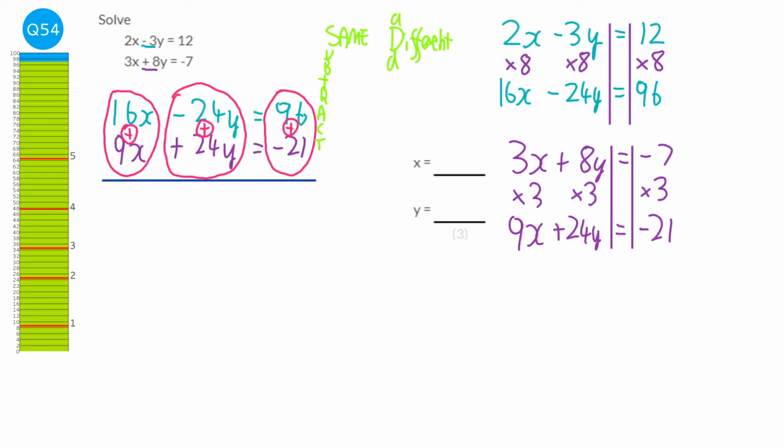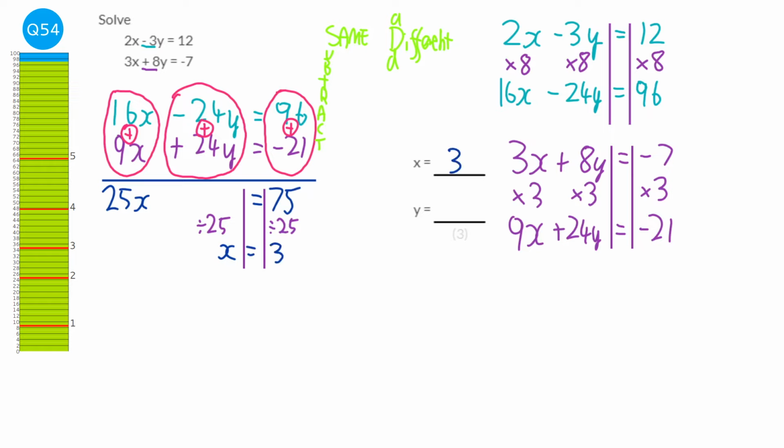So 16x plus 9x is 25x. Minus 24 plus 24 is going to be 0, which is good. That's what we wanted. We want to get rid of the y's. And then we've got 96 plus minus, so effectively minus 21, which is 75. Do a quick solving by dividing both sides by 25. And we've got x is equal to 3.